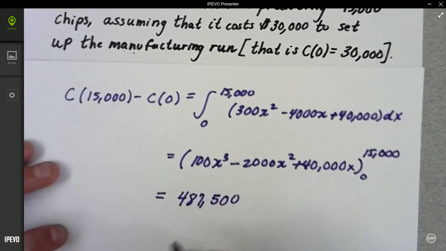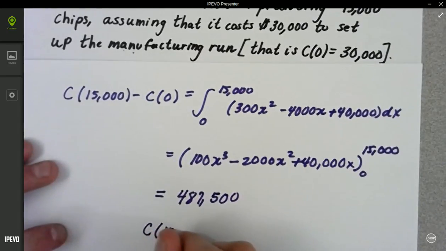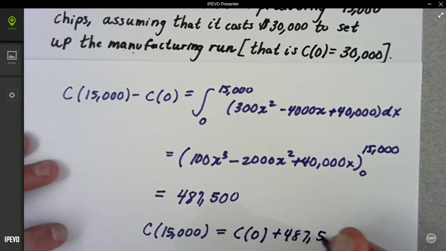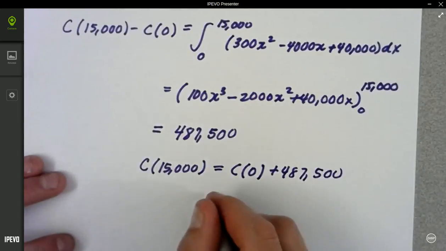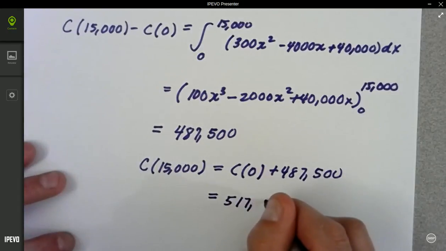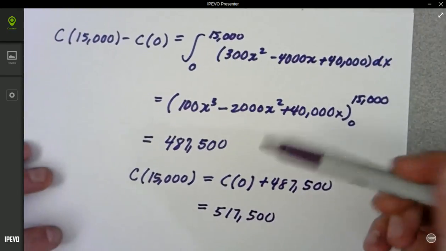The initial cost needs to be added to that. So the cost of the 15,000 is going to be equal to the initial cost, okay, plus that $487,500. And so the actual total of this is $517,500.